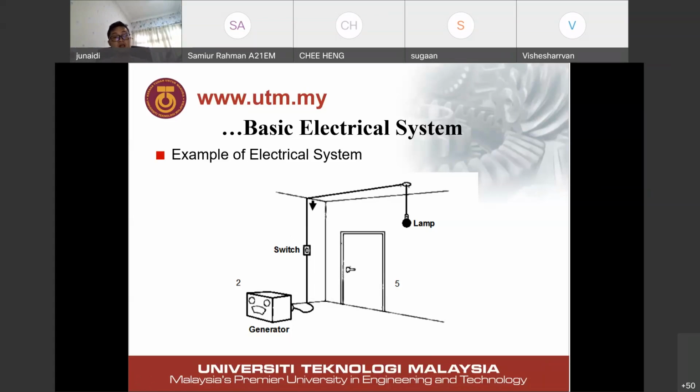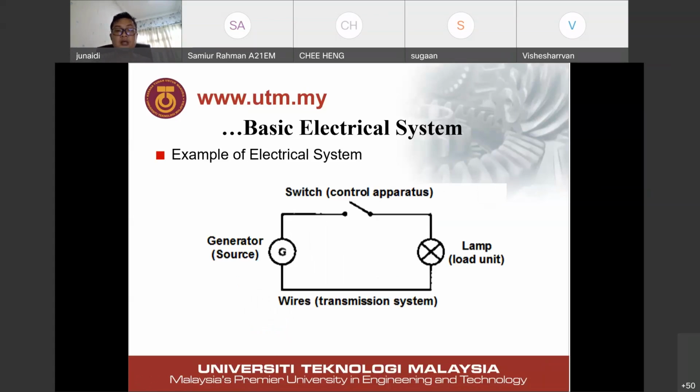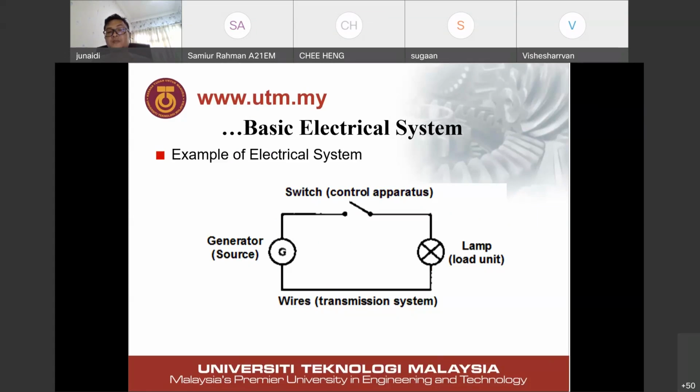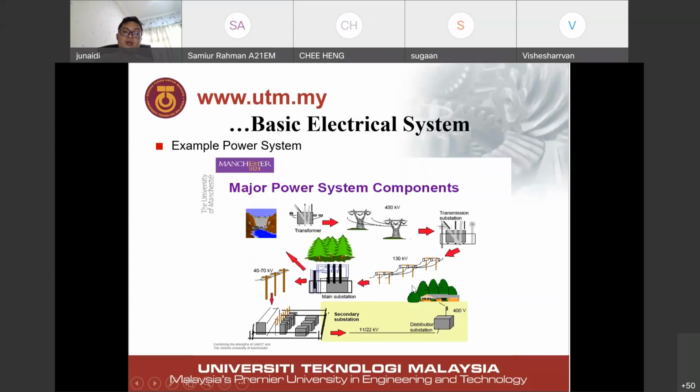So basically that is the complete electrical power system. That is the story. So we can replace it with this circuit diagram: a generator, and then a switch, the control apparatus, and the lamp is the load unit. So this wire is the transmission system. Okay, so this is the example for a power system.